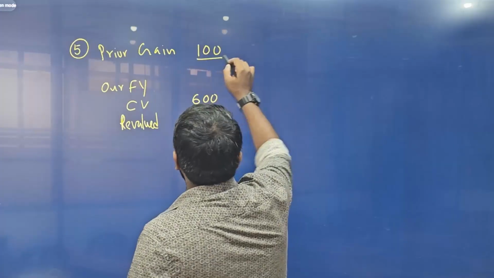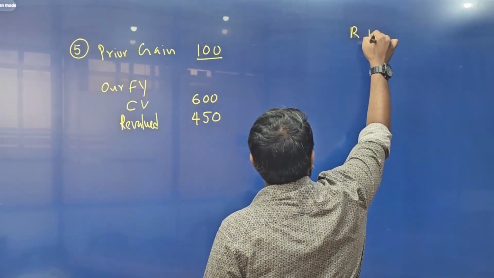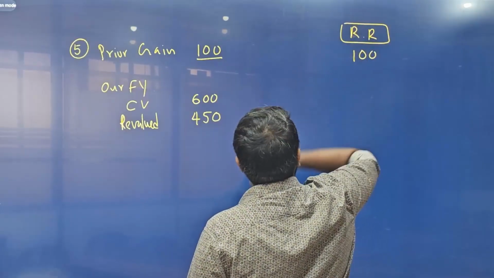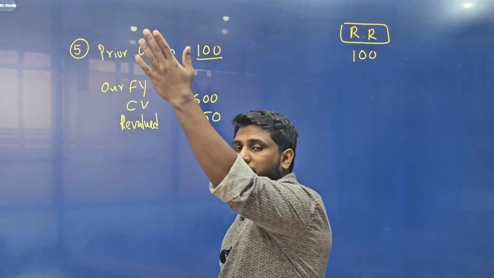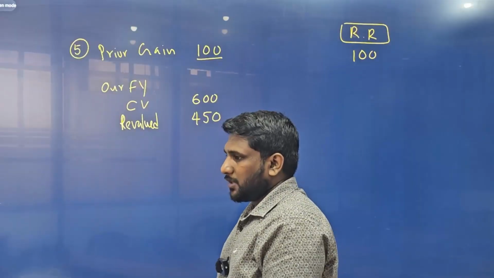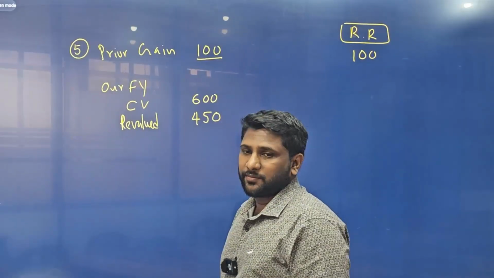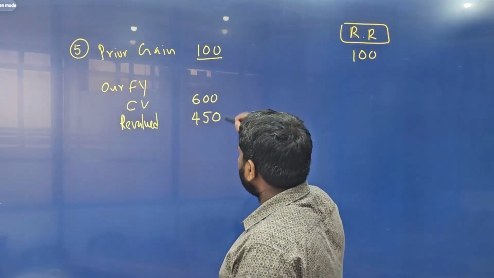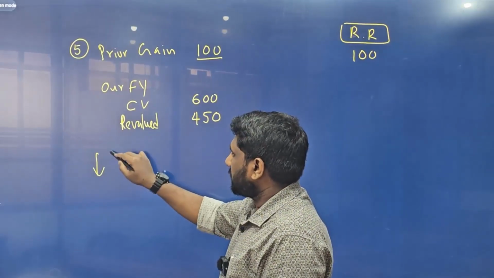Prior there is a gain. So already with Mr. Revaluation Reserve, he is keeping a value of 100. The previous year accountant has done it. He has given 100 to Mr. Revaluation Reserve. Okay. Now when you are doing it, what has happened? The value of the asset has decreased.